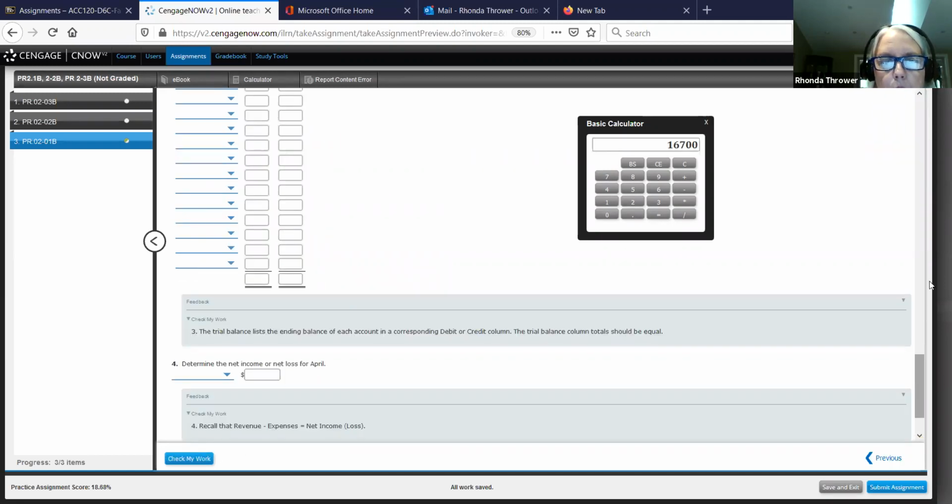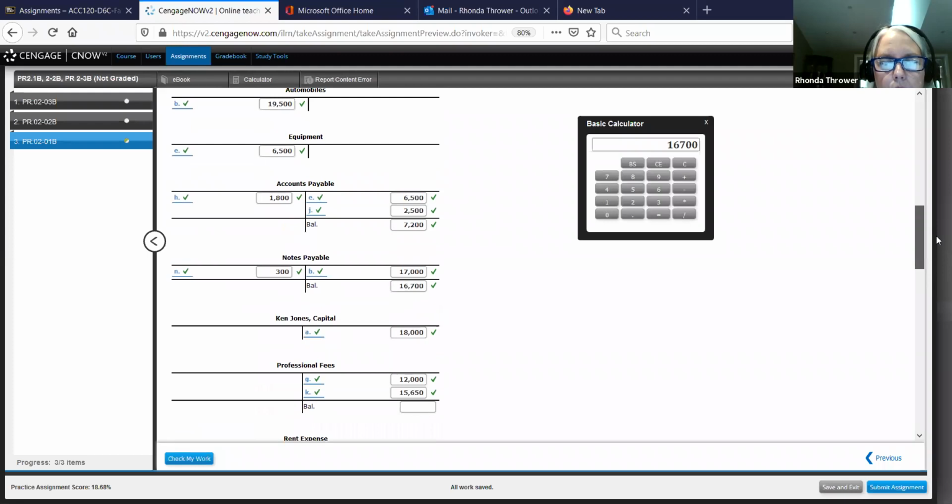And I would check my work after each one of those, just to make sure that the balances are correct. Your balances have to be correct before you can move to the next step. Professional fees, or capital was the next one. Capital just had one thing that was added to it. This is the balance of the capital account.